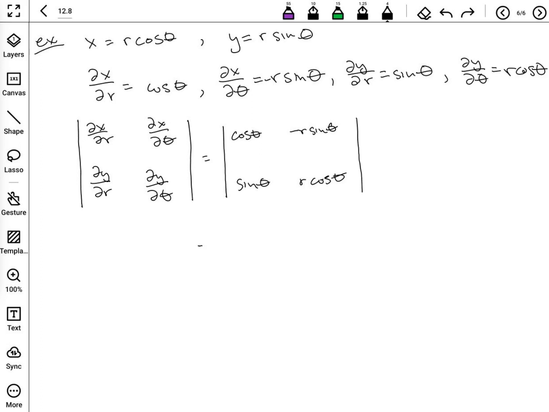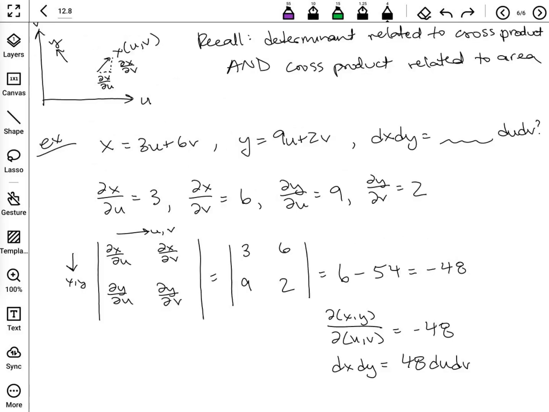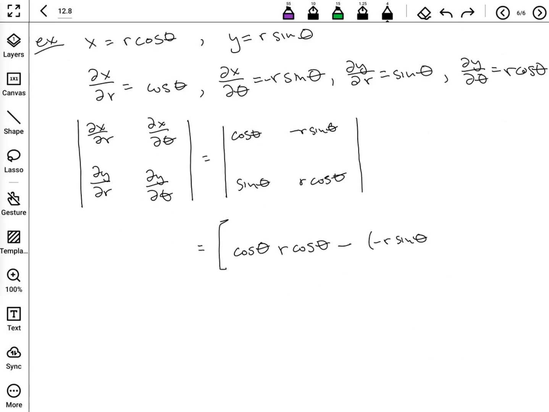And to calculate the determinant, I multiply along the main diagonal. So I've got cosine theta times r cosine theta. And then I subtract and I multiply along the off diagonal. So I've got minus r sine theta times sine theta. And when I simplify this, I'm going to get r cosine squared theta, then the minus becomes a plus, r sine squared theta.